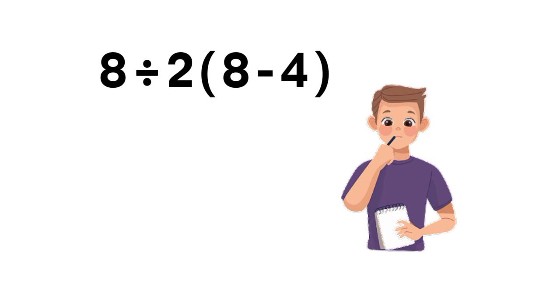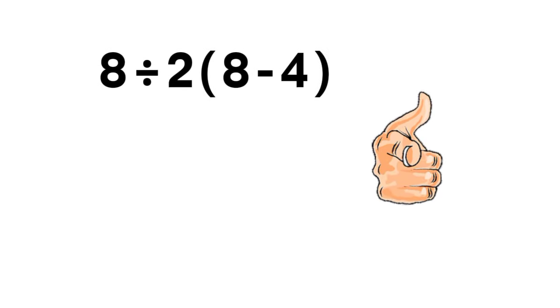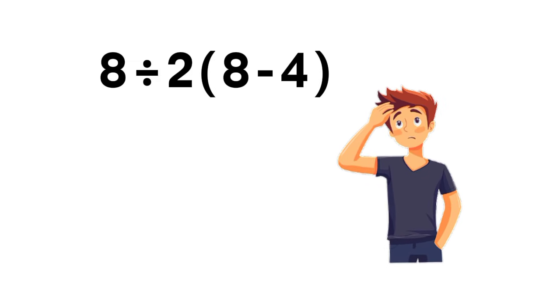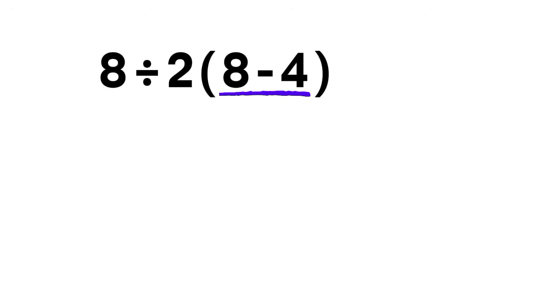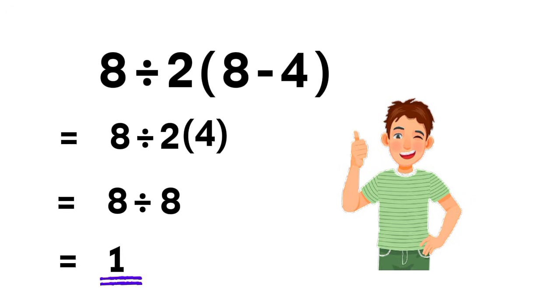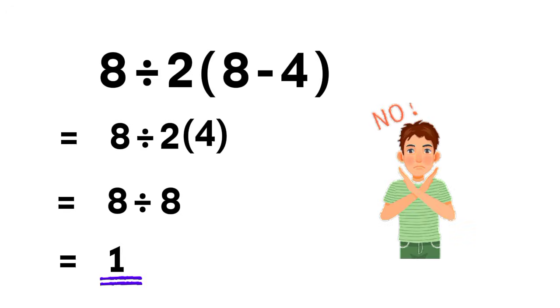Before we start, quick question. What do you think is the answer to 8 divided by 2 times (8 minus 4)? At first glance, it looks super simple, right? Some people might just jump in and say, 8 minus 4 is 4, 2 times 4 is 8, 8 divided by 8 is 1. Sounds neat, even confident, but oh no, that's not correct.